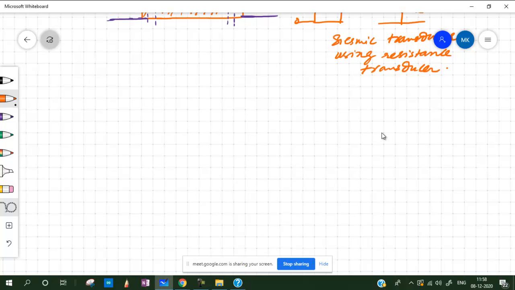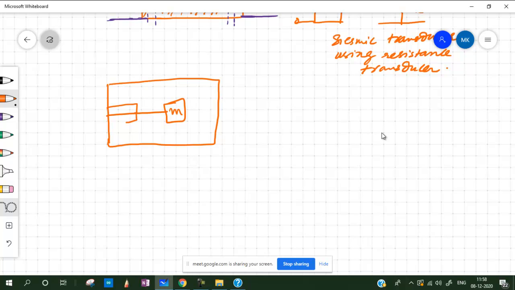Then we can also make use of an arrangement like this. So this is called a seismic transducer using resistance strain gauges.